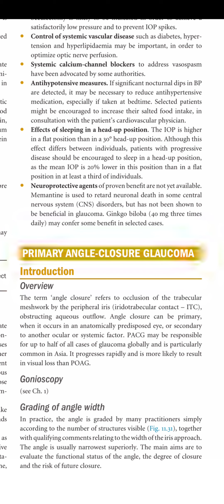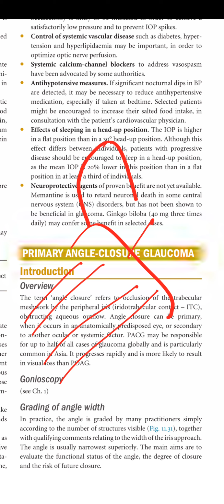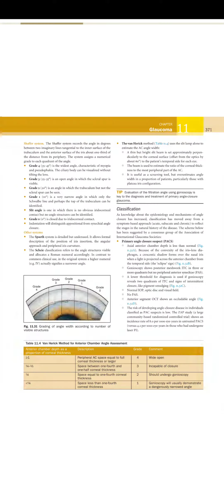The main aims are to evaluate the functional status of the angle, the degree of closure, and the risk of future closure. So basically, you know that the angle has four structures that are usually visible on gonioscopy, and based on the visibility of the structures, we label it as a narrow angle or closed angle. And the angle is naturally slightly narrower at the superior part, and that is how the angles are graded.